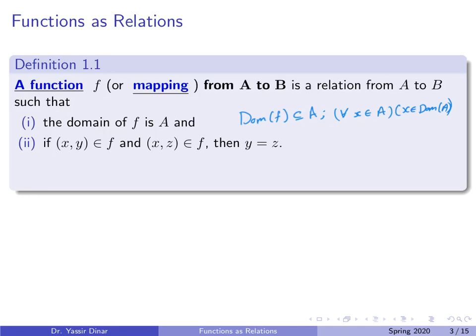The second condition says that if the pair x, y is in the relation f and x, z is in the relation f, that means y is equal to z. This is an if-then statement. So to prove it, we need to assume that (x, y) and (x, z) are in f. Then we show that y is equal to z. These two methods we need to use when my relation is infinite.